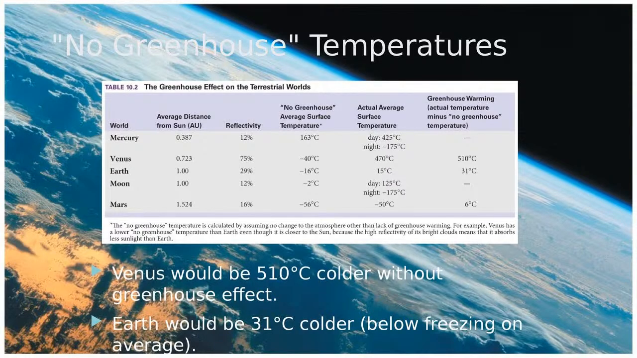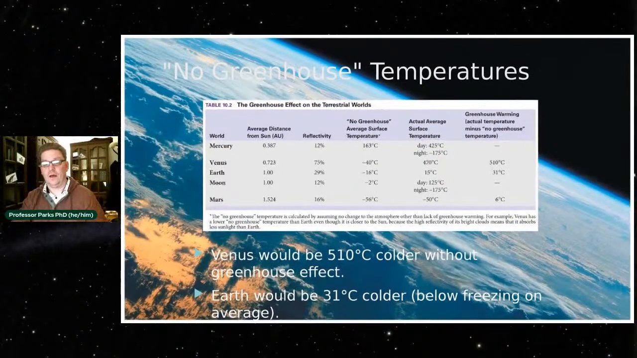We can look at the no-greenhouse surface temperatures. Mercury would be 163. Venus would be minus 40, Earth would be minus 16, and so forth. Mars would be really, really frigid. Again, this is the average surface temperature. Obviously, if you look at the day and nighttime cycle, the daytime of Mercury is 425 as opposed to negative 175 on the night side.